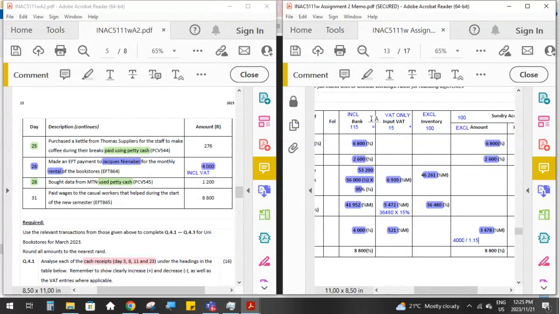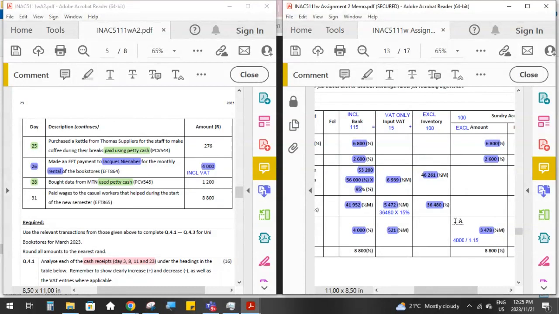Because we are doing left-hand side equals VAT plus. So if I know what the excluding VAT is, 3478, and I know what the including VAT is, 4,000, if I take 4,000 minus 3478, it will give me what the VAT amount is.